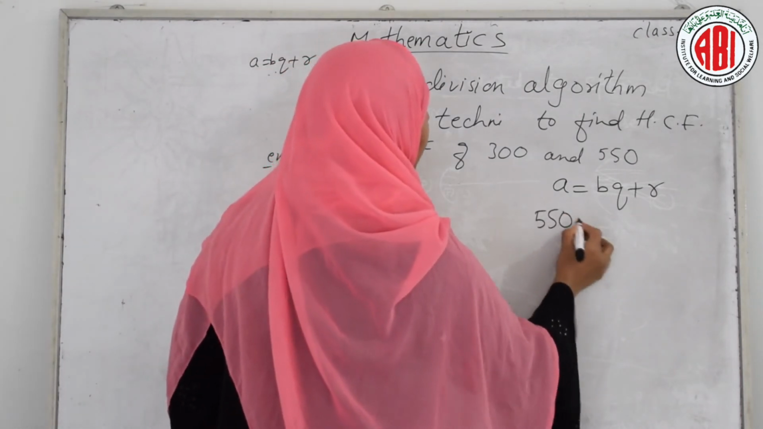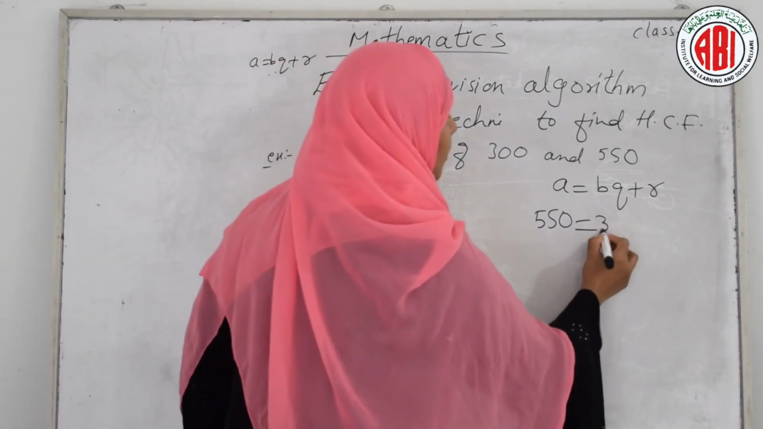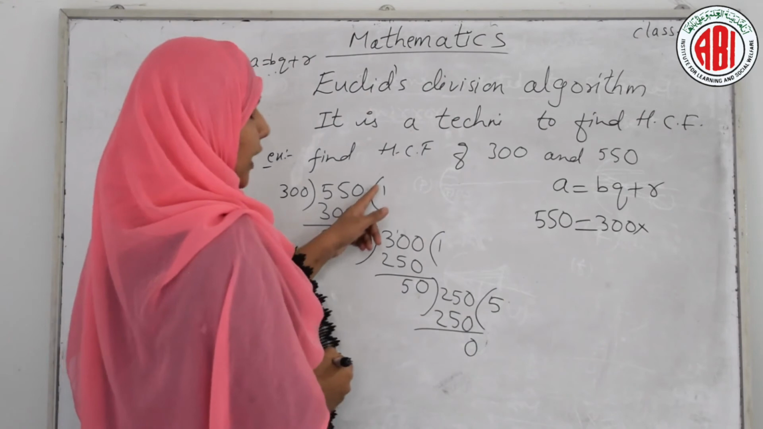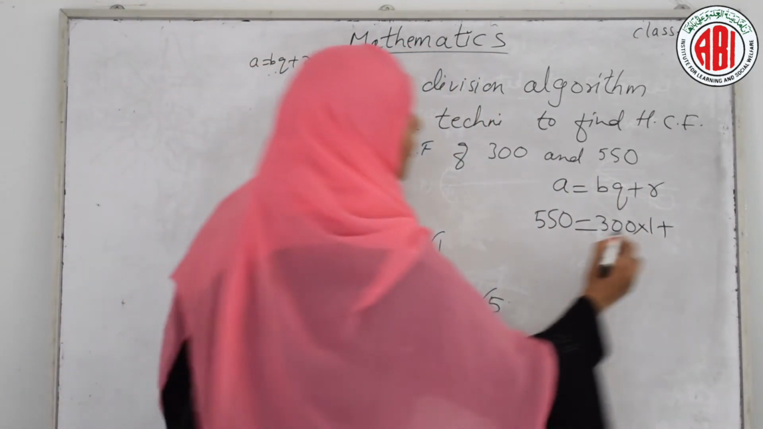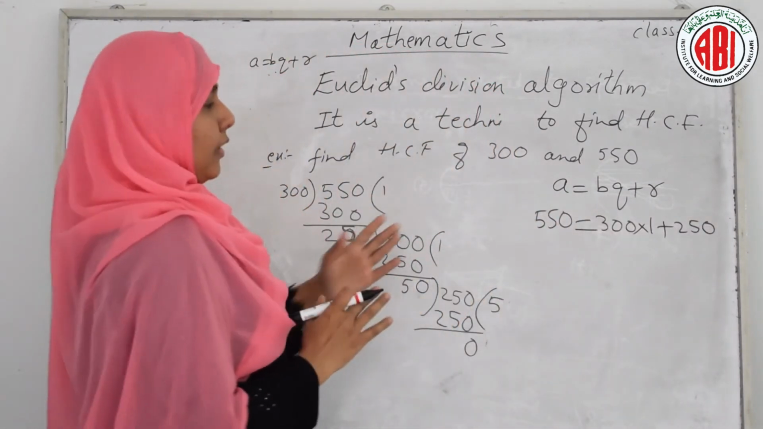550 is equal to B, B is 300, into Q. Quotient is 1 here, plus remainder is 250. This is the first step.